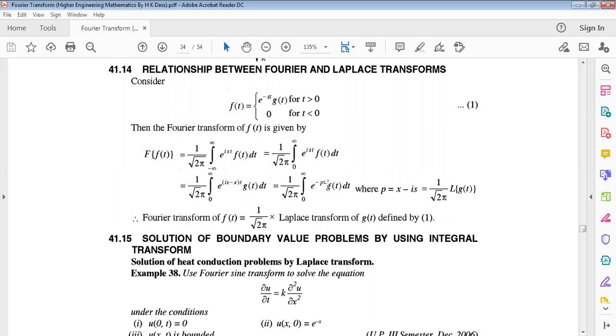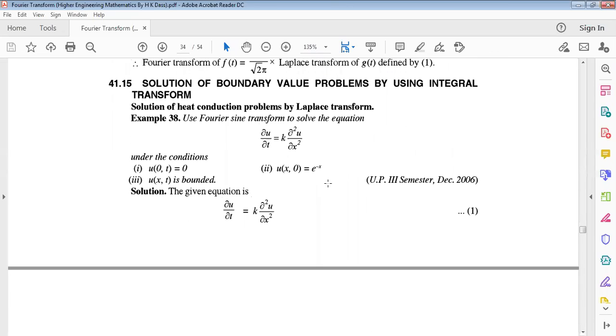Remember this relationship. Now we will discuss the solution of boundary value problems by using integral transforms, that means by using the Laplace transform and Fourier transform. By using the Fourier transform, we can solve heat equation, heat conduction problems, and wave equation problems. Now we see the application of the Fourier transform.